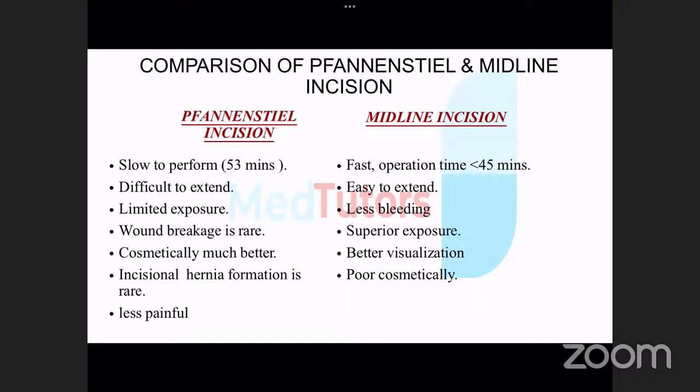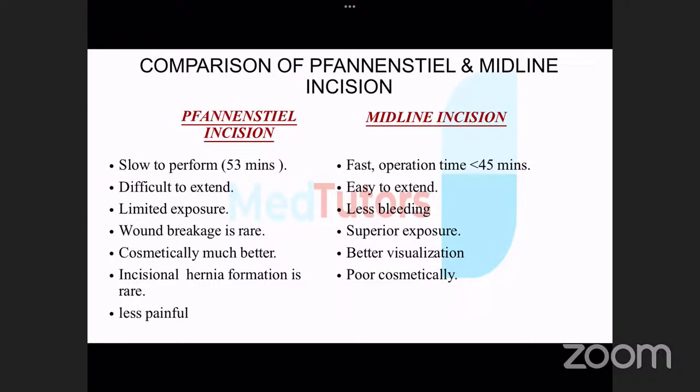Now, when you want to compare the Pfannenstiel and the midline incision: because the Pfannenstiel is transverse, it usually takes longer to perform. They say it increases the total surgery time to about 53 minutes. It is difficult to extend because it is low down. It's merely a pelvic incision. It only exposes the pelvis and does not give you good access to the upper abdomen. Therefore, the exposure is limited.